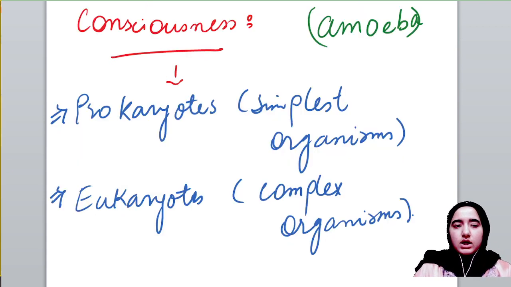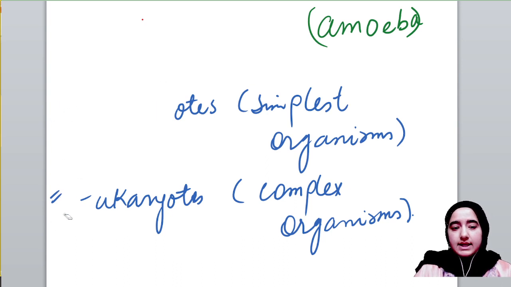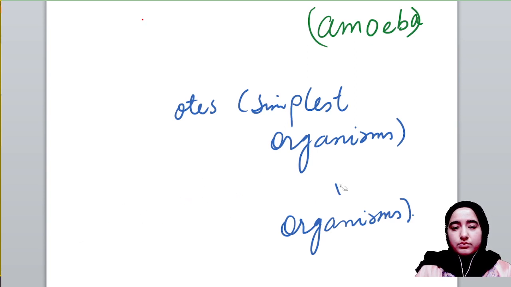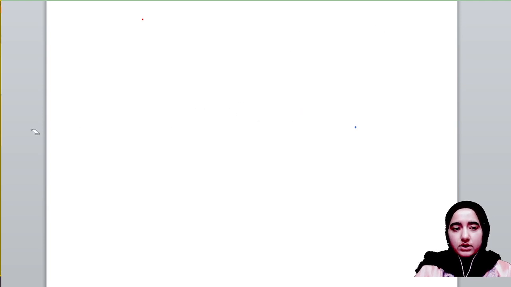And we know living organisms are able to self replicate, we replicate on our own. In cells we replicate on our own, that's why we are able to produce more and more cells, and that's the feature of living organisms only.